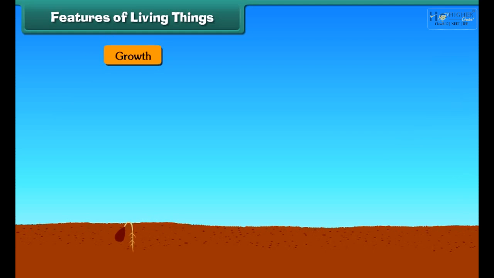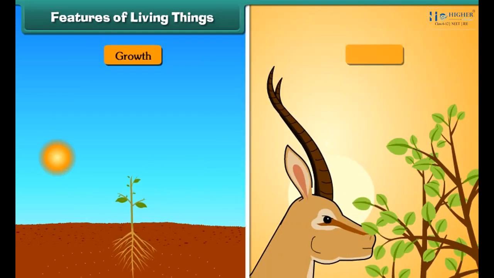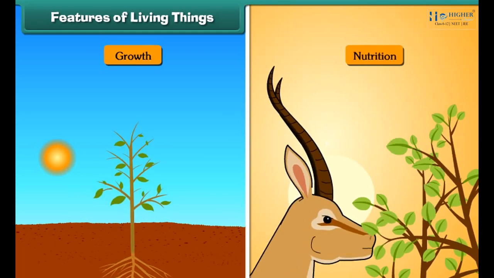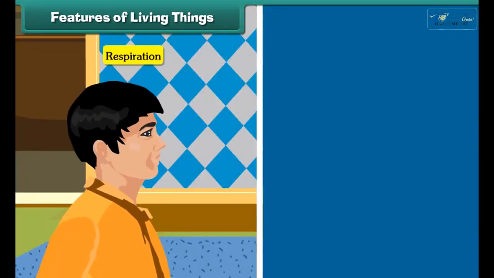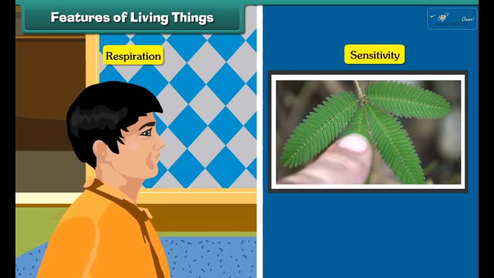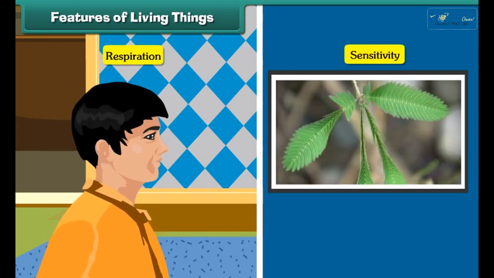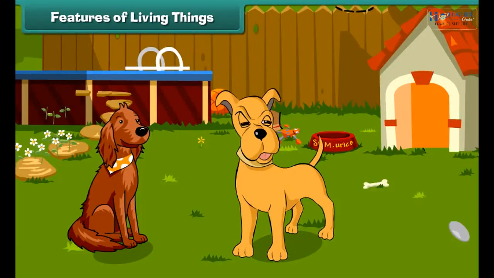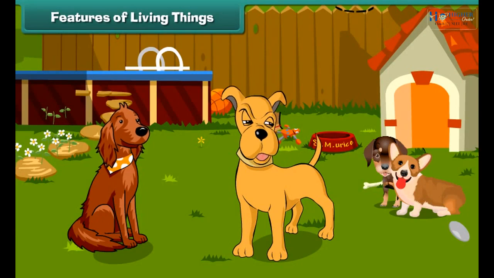All living things also show growth in their body. They eat food for their growth and living. Along with these features, they also breathe. They can feel and are sensitive to their surroundings. They all have the ability to produce young ones of their own.